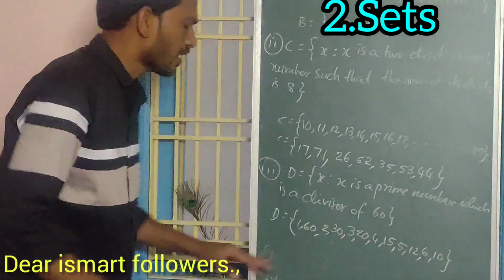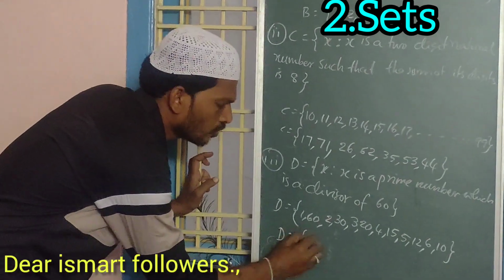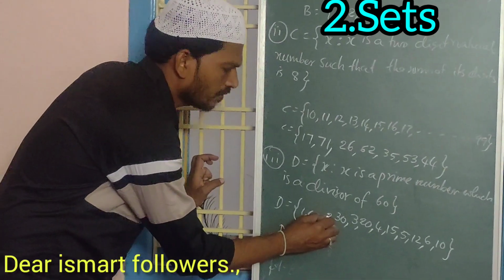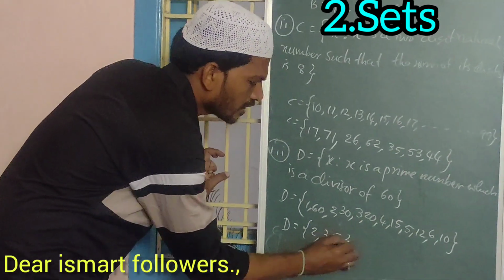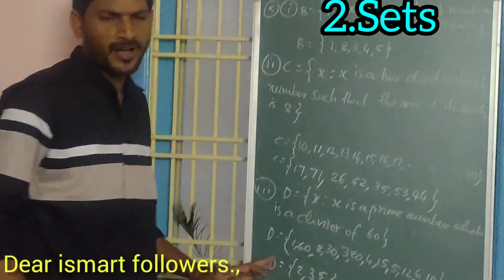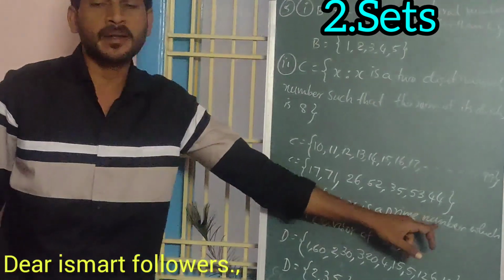Next, but he is asking only prime numbers. In all of this, what are the prime numbers? 2, 3, 5. This is the answer. 2, 3, 5. He is asking only to write the prime numbers.